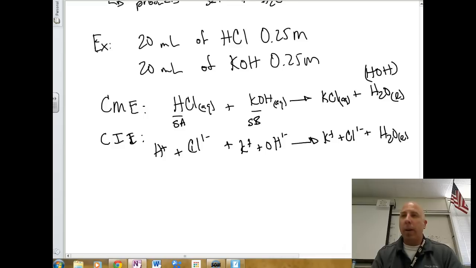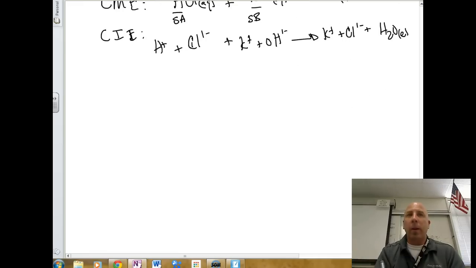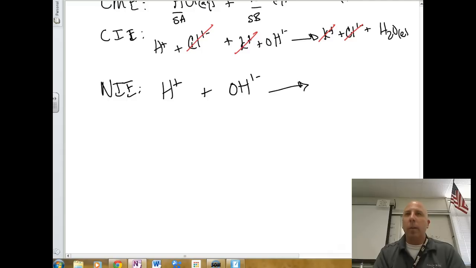So now we can identify our spectator ions, and we always want to cross out our spectator ions in our net ionic equation. So let's cross out our spectator ions: the spectator ion of chloride, the spectator ion of potassium. What we are left with is a hydrogen ion plus a hydroxide ion yields H2O liquid.